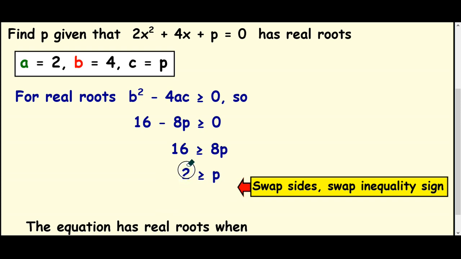I've then just divided both sides by 8, and then I'm going to write it the other way around. I'm going to flip it over like that. But you could have done various things. You could have taken away the 16 and got negative 8p is greater than or equal to negative 16, flipped it around, 8p is less than or equal to 16 and divided by 8. Whatever way suits you to get down to the right final answer there. And there's your answer.